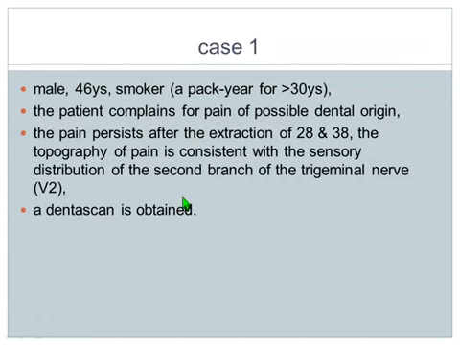Well, now we move and we analyze two cases. Case number 1 is a male smoker complaining of pain, of possible dental origin. The pain is persisting after the extraction of 28 and 38. The topography of pain is also consistent with the sensory distribution of the maxillary nerve V2. Therefore, a dental scan is obtained.